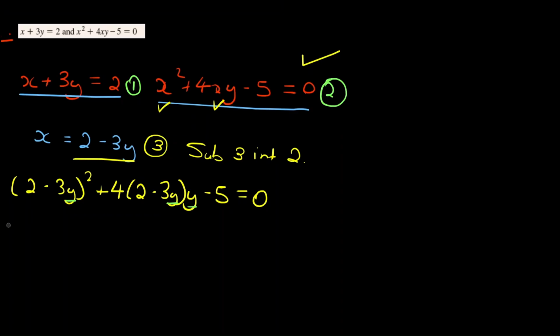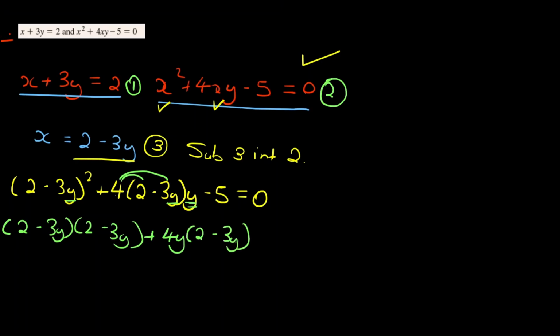So here we just expand this bracket to (2 minus 3y), (2 minus 3y). Then here we just FOIL this out. And also note that there's a y on the other side of the bracket. So before we even FOIL that out, we can just write it as 4y, just bring the y to the side so we don't lose track of that. (2 minus 3y) minus 5 equals 0.